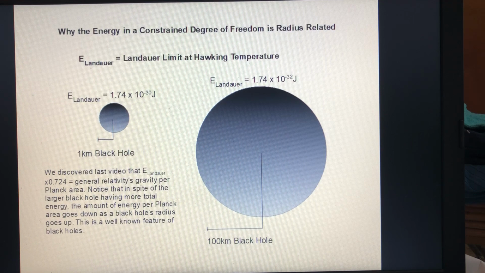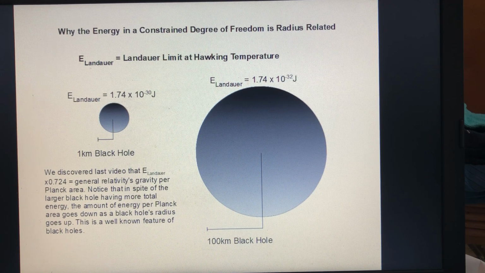We talked in the previous video about how E Landauer equals the Landauer limit at Hawking temperature, and we found that that was the gravity emitted per Planck area according to general relativity. So we have two different sized black holes here: a 1 kilometer black hole and a 100 kilometer black hole. Notice that E Landauer for the 1 kilometer black hole is 1.74 times 10 to the negative 30 joules.